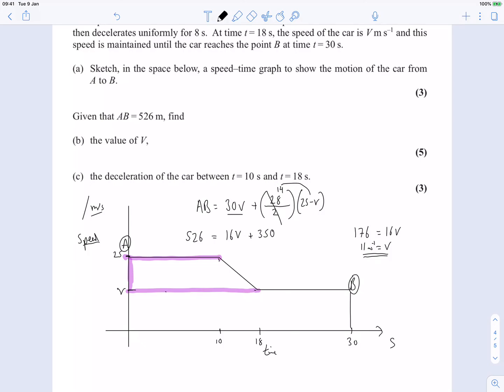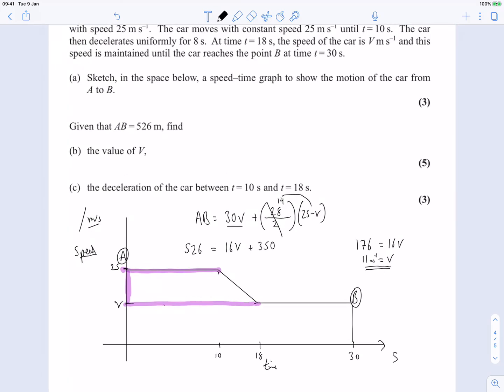And the deceleration of the car between t equals 10 and t equals 18. Okay, what's the deceleration? Well, acceleration is v minus u over t. So what's the final speed? The final speed was 11, that's what v is, minus the initial speed, which is 25, over the time gap, 10 to 18, which is 8. So 11 minus 25 is minus 14. Minus 14 over 8 is minus 7 over 4. So I believe that's minus 1.75 meters per second squared is the acceleration.